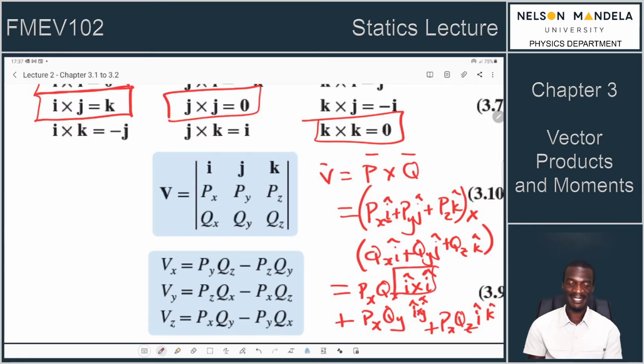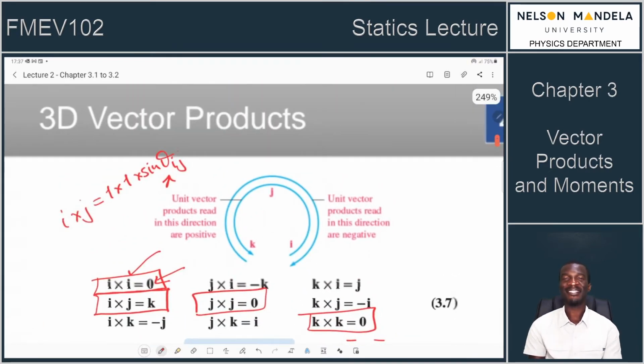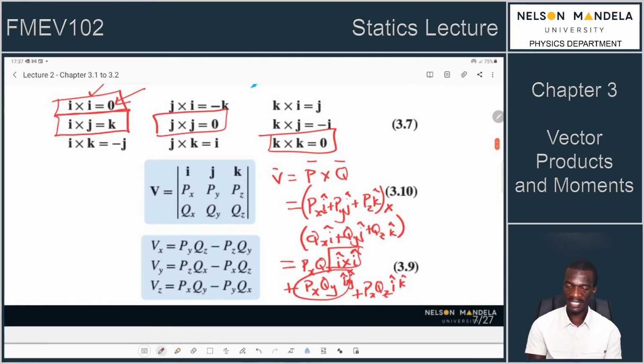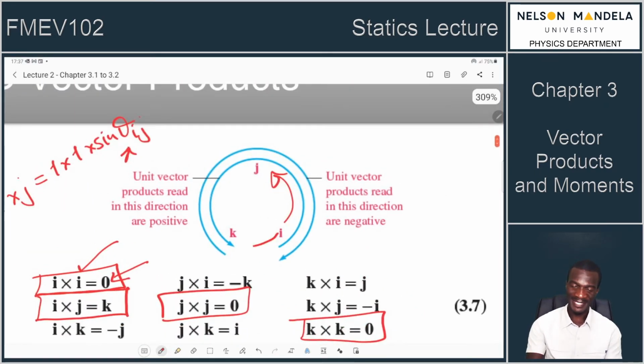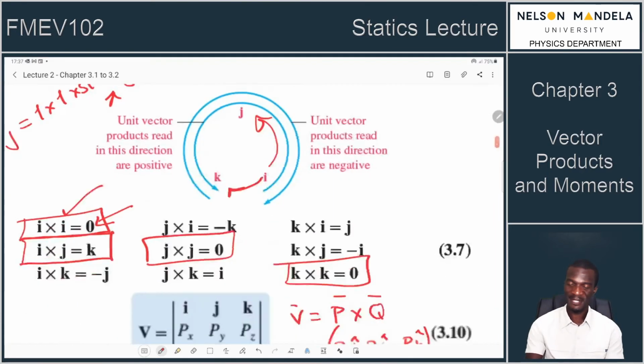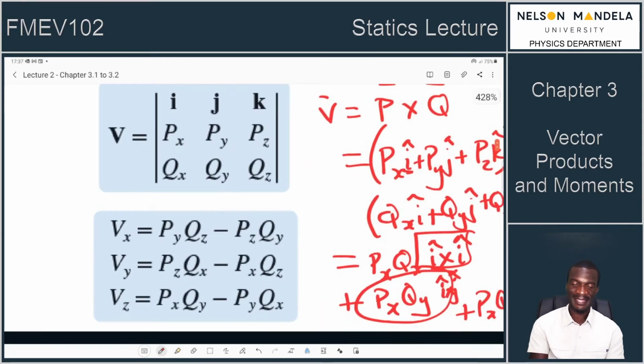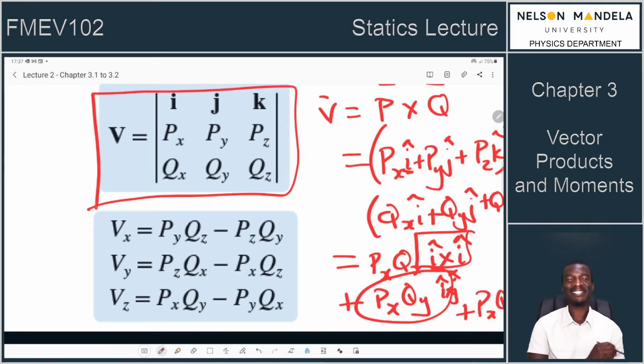So, i cross i is what gives us a 0. i cross j, then we come straight to our circle. i cross j gives us a k. So, this product is in the k direction. How about i cross k? i cross k is now in the negative j. So, because of that, you will come up with this solution that can be found by the determinant of this matrix. In other words, the determinant of this matrix is actually a result of a cross product calculation, right?